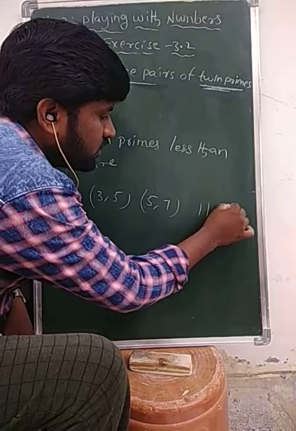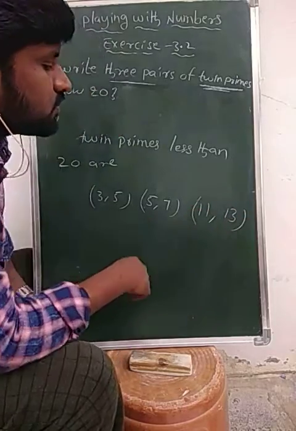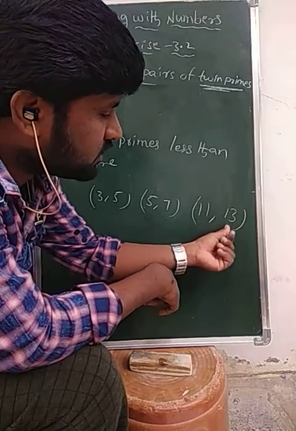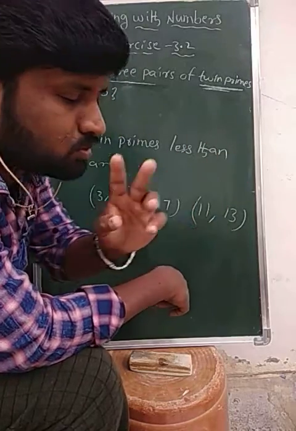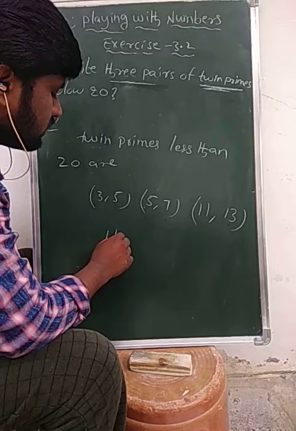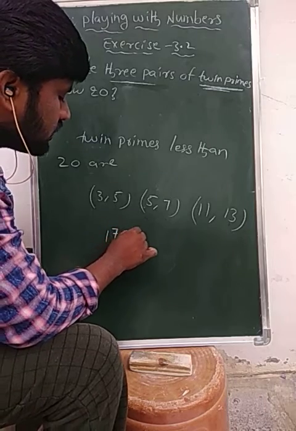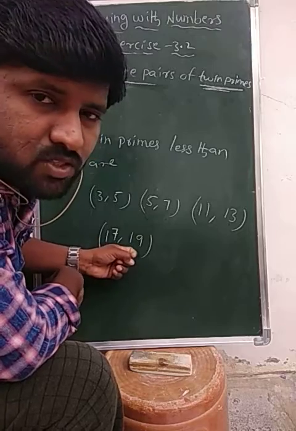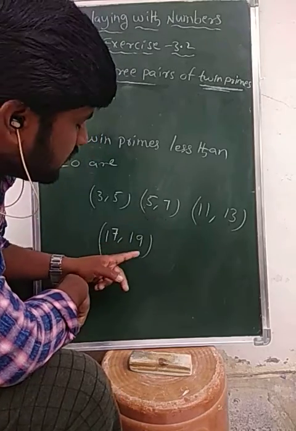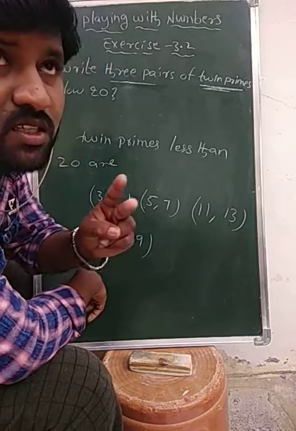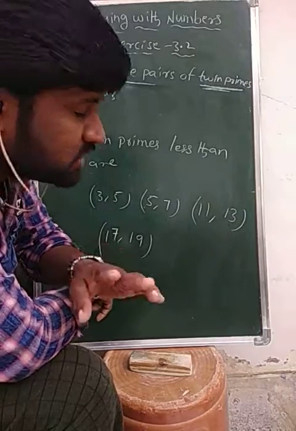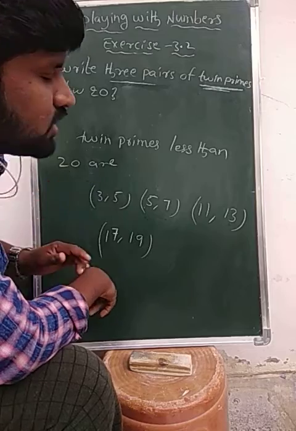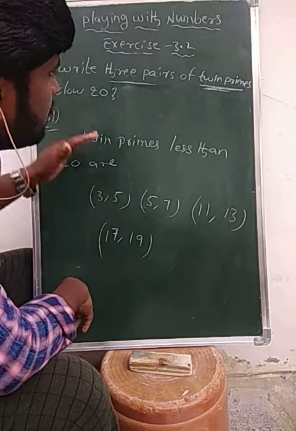And then 11, 13. 11 is a prime number, 13 also a prime number. Their difference, 13 minus 11, is 2. And like that 17, 19. 17 is a prime number and 19 also a prime number. Their difference, 19 minus 17, is 2. So these are the twin prime numbers less than 20. So this is the required answer for this question.